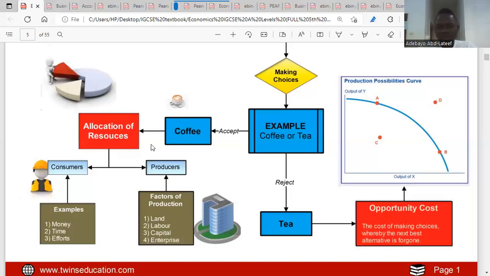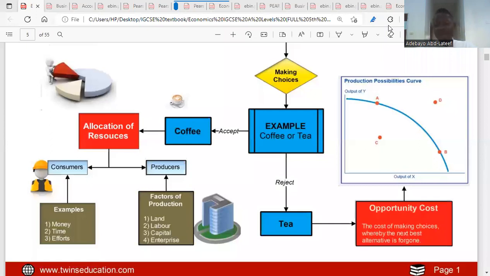So we go back to the allocation of resources. What kind of resources are we allocating? We are allocating scarce resources, which are land, labor, capital, and enterprise. These factors of production have to be allocated, and because of allocating them, we need to make a choice.